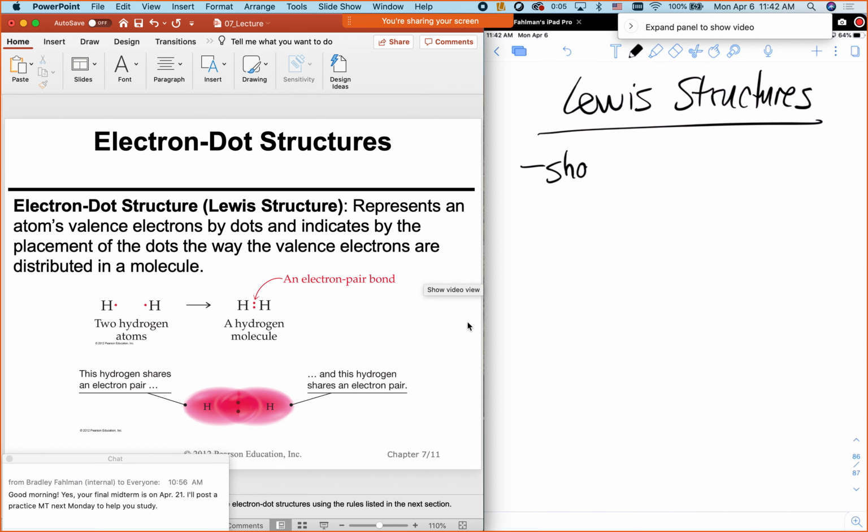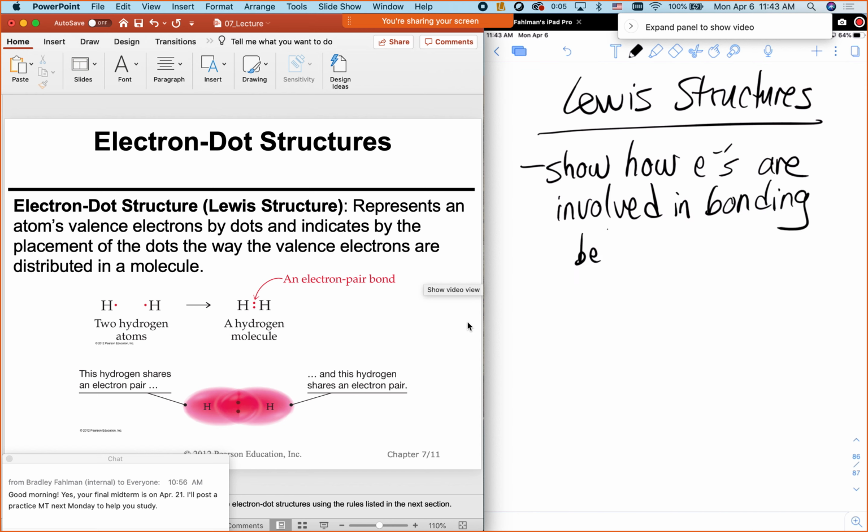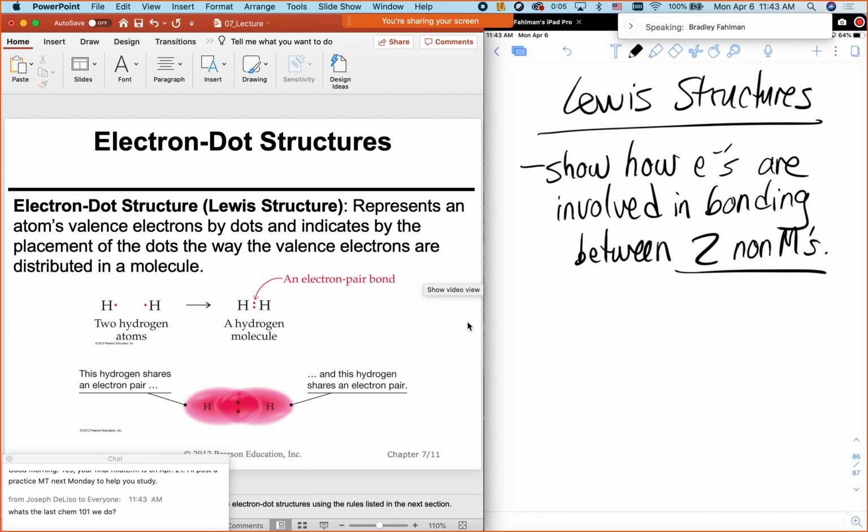will really show how electrons are involved in bonding between two non-metals. Okay, so Lewis structures can really only be drawn for covalent compounds, okay, or molecular compounds.